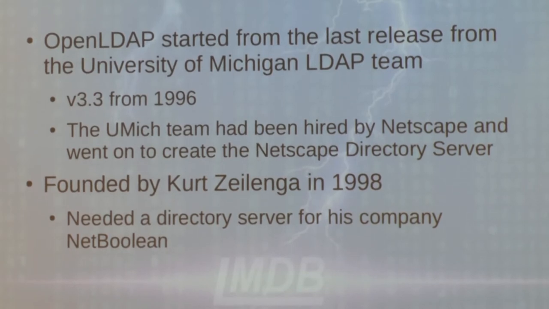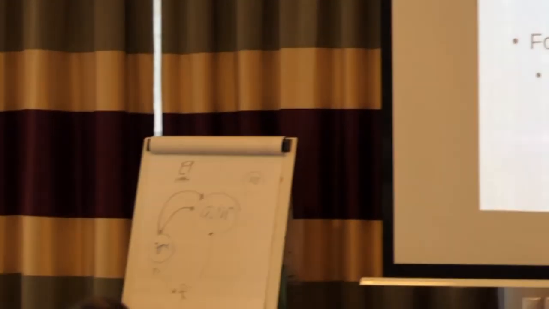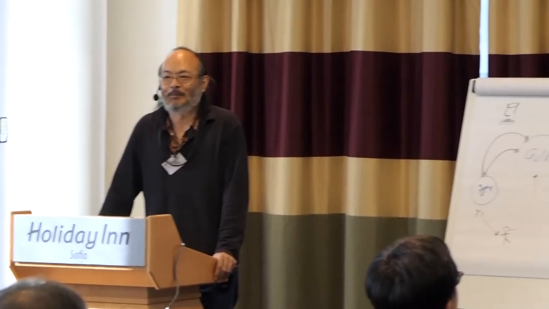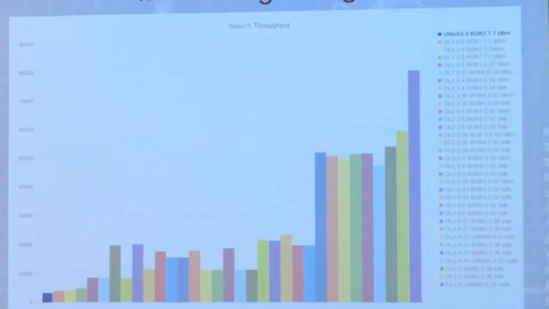But at the time, Kurt was just looking for an LDAP server that he could use in his own software projects. So he picked up the source code from UMich LDAP and started to collect all the patches for the known bugs that had been floating around in email lists but hadn't been consolidated anywhere else. And that became the first OpenLDAP 1.0 release. So in the very beginning, we had the UMich 3.3 code. This was a challenge to even get it to compile on a modern Linux, but with a few patches here and there, it actually started to run again.